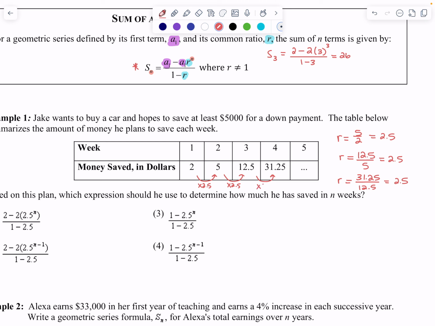I can see that my first term, so here, let's highlight a few things. So that's my R, right? Then my first term is 2, because in week 1, that's how much money we're saving. And they want to know, well, how much money did they save then in N weeks? So we're not actually finding a total amount. We're just trying to find the correct formula.